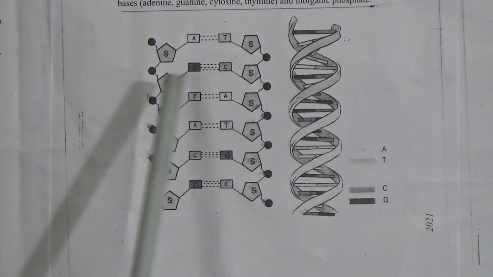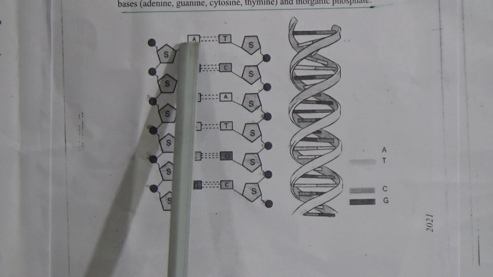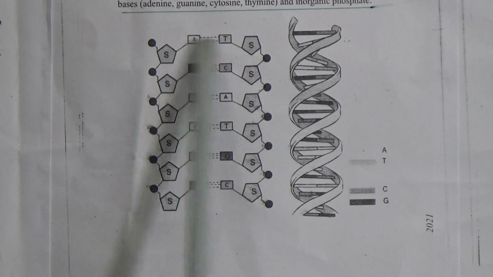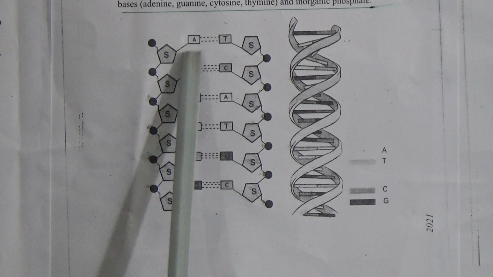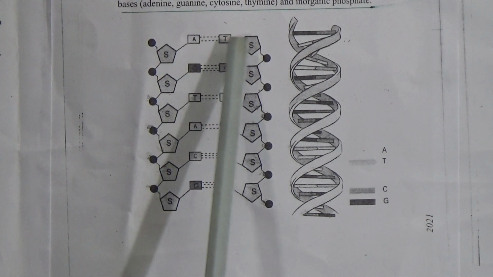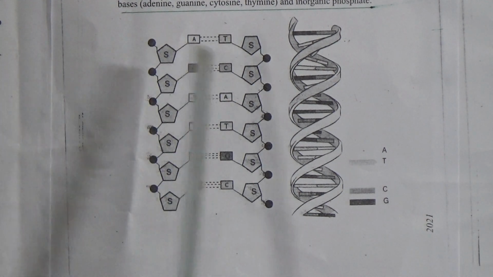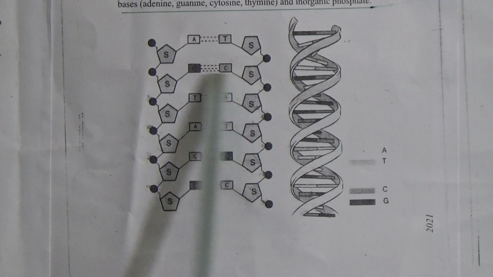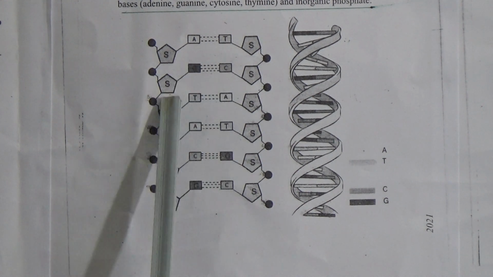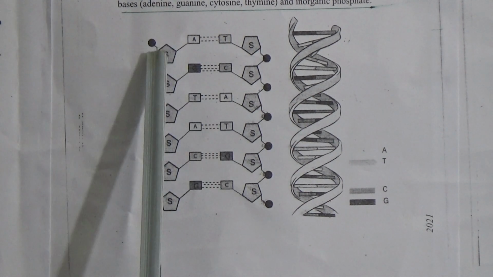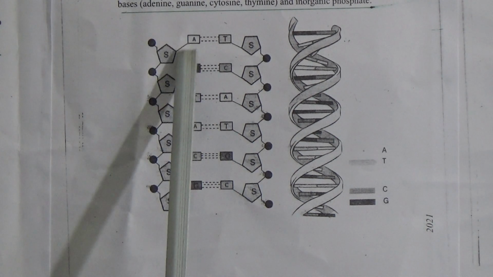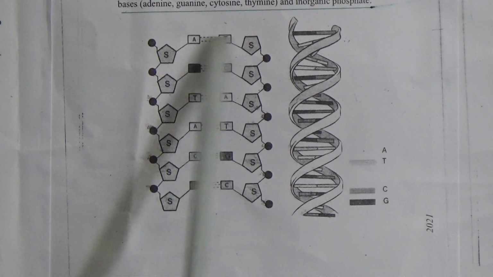Students, if you look at this figure, you can see here is the pentose sugar, and here is the nitrogen base adenine, always joined with thymine with 2 hydrogen bonds. Guanine will always join with cytosine with 3 hydrogen bonds. And here is pentose sugar, and here is inorganic phosphate. In this way they are joined to each other.